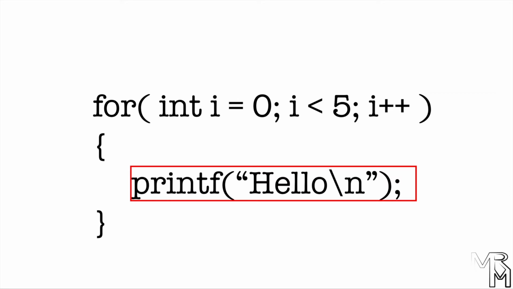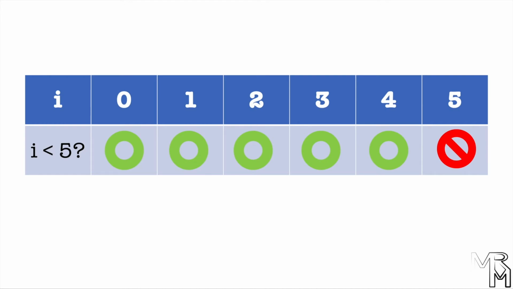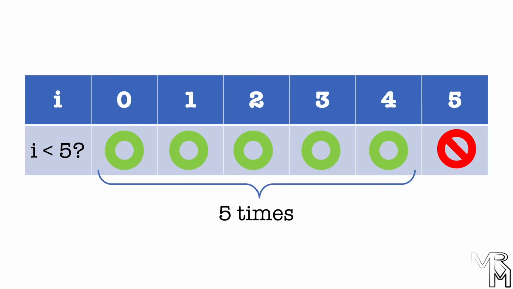How many times do you think the computer will print hello? Let's see if you're right. The value of the variable i starts at 0. 0 is smaller than 5, so hello gets printed. And the computer will keep printing hello until the value of the variable i reaches 5, because 5 is not smaller than 5. In other words, the word hello will be printed 5 times.